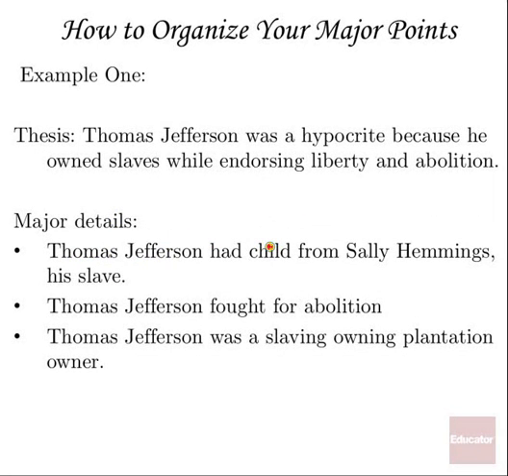So let's think about actually organizing these major points and organizing these paragraphs. The next couple examples I'll show you will have a thesis and 3 major supporting details, and I'll give you some guidelines as to how to order them. Here's my thesis. Thomas Jefferson was a hypocrite because he owned slaves while endorsing liberty and abolition. Abolition, of course, is let's free all the slaves in Virginia. We don't want slaves anymore. That's bad. Here are my major supporting details. Thomas Jefferson had a child with Sally Hemings, his slave. Thomas Jefferson fought for abolition. Thomas Jefferson was a slave-owning plantation owner.